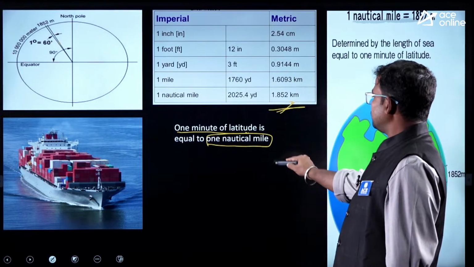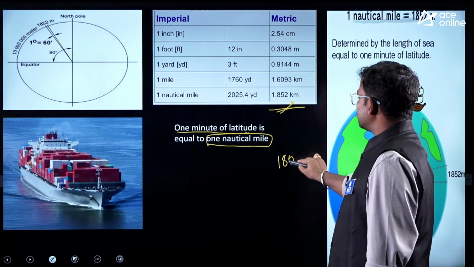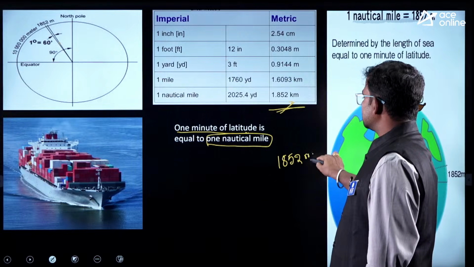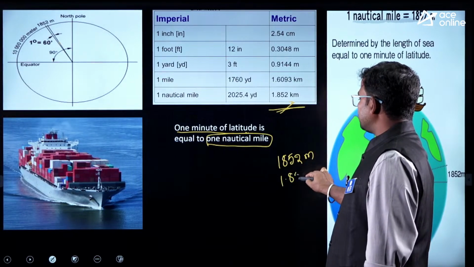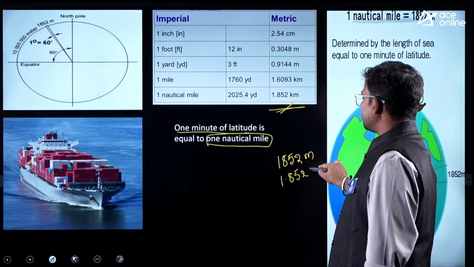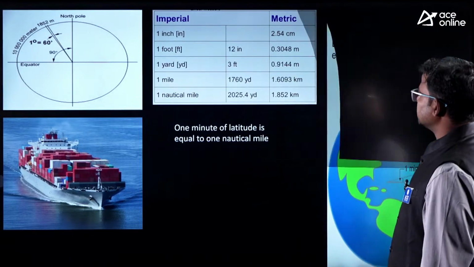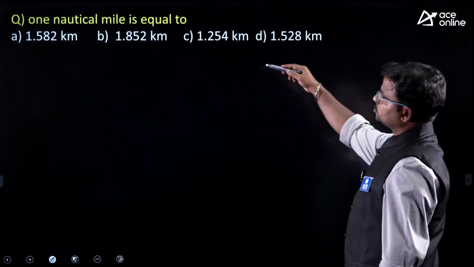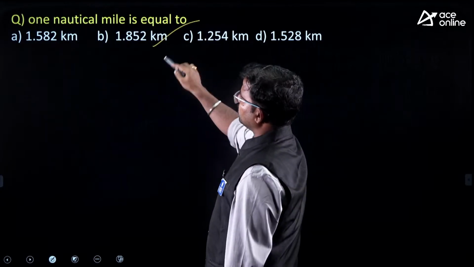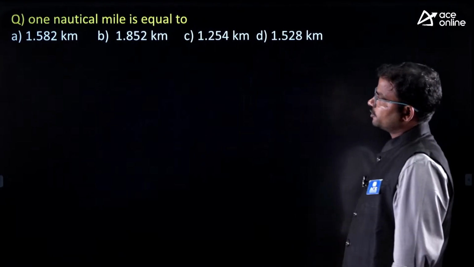So its value would be 1852 meters. In kilometers, 1.852 kilometers. So here the correct one is option B, 1.852 kilometers.